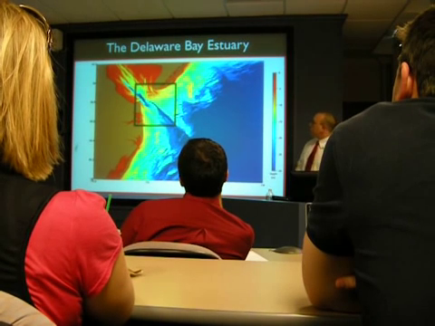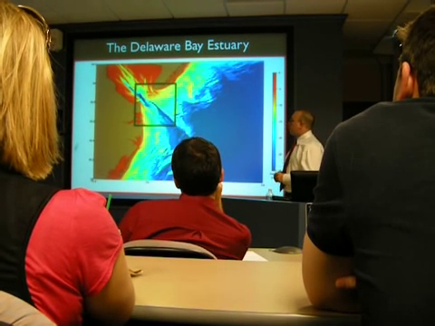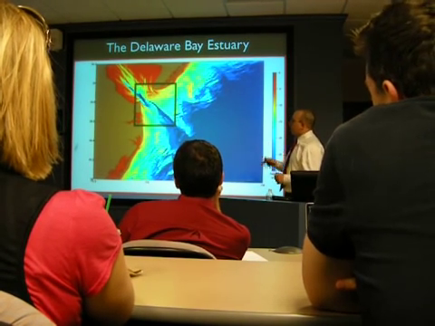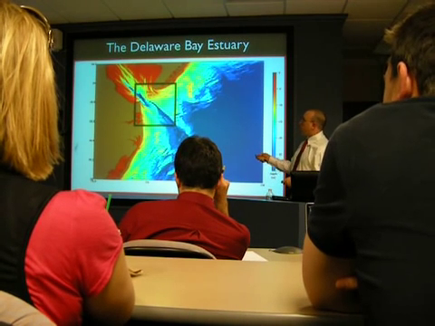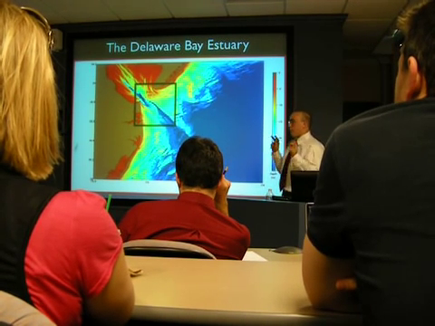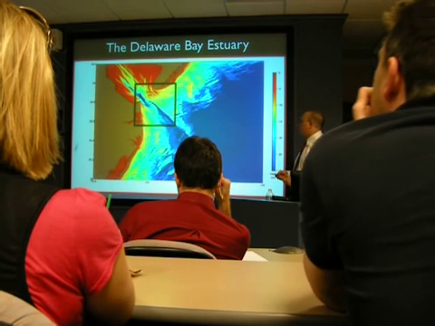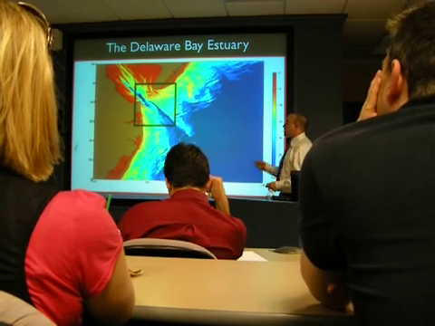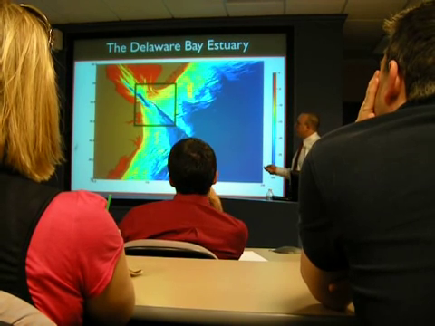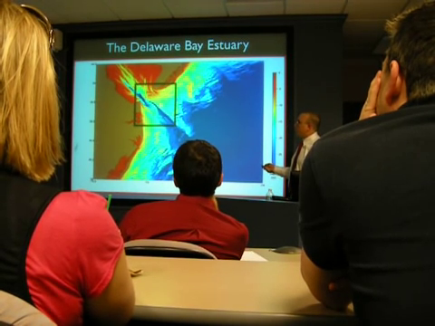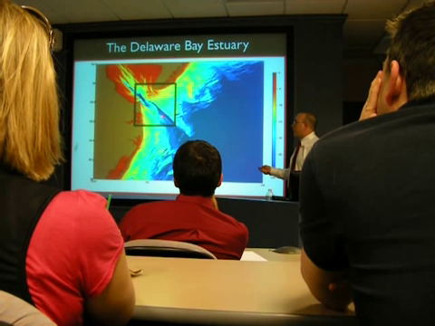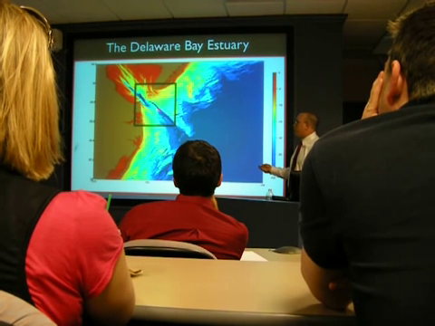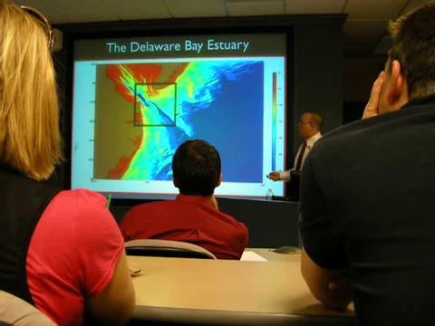Here's just a topographic plot of the Delaware Bay and the adjacent shelf, and this black outline is representing our general region of interest. The blue colors are obviously deeper depths, and the red are shallower. And you can see the rougher topography around Cape May, and then there's this deep channel near Cape Henlopen in the north.